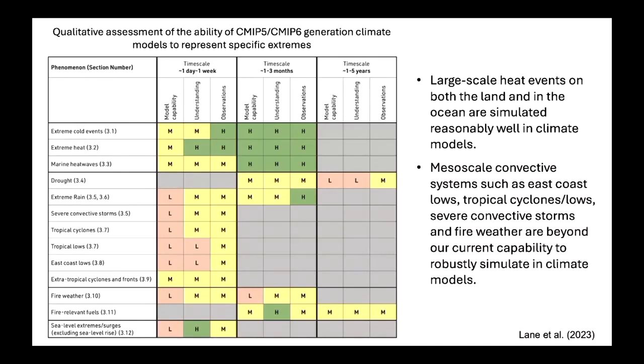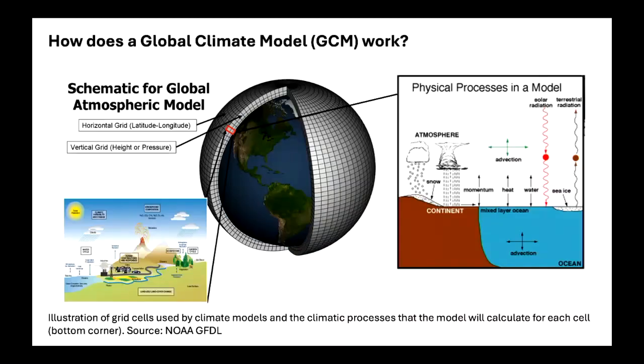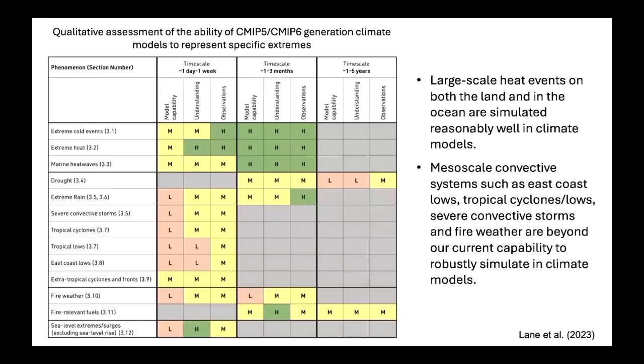So as you can see in the table, they examine a wide range of extreme phenomena. And I just wonder if I got the pointer here. Oh, wrong one. Oh, this one, yes, back. A wide range of extreme phenomena here. And in this assessment, L indicates low confidence, M indicates medium confidence, and H indicates high confidence.